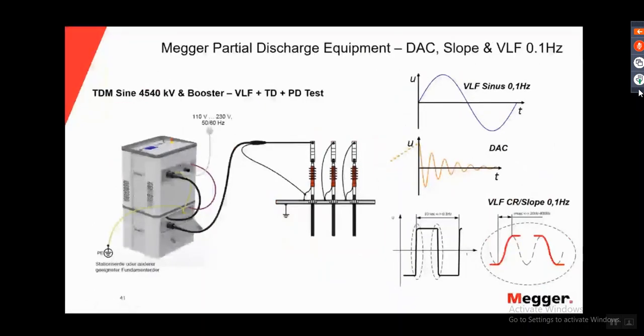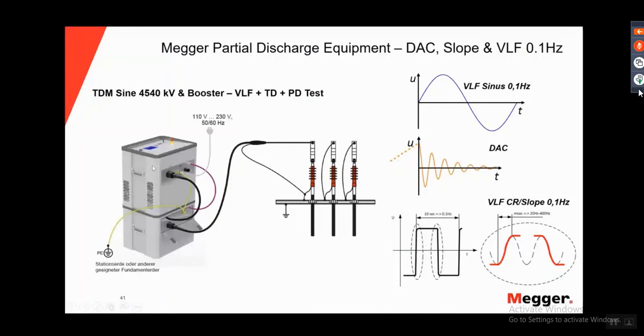And next we have the TDM Sine 4540 kV unit, which is a very interesting unit because we will have everything we need for VLF, tan delta, and partial discharge. The TDM is a VLF Sine 45, but we can put a booster on it, and with the booster we will also have the cosine rectangular wave shape for the VLF test, and also access to the damped AC for the partial discharge test.